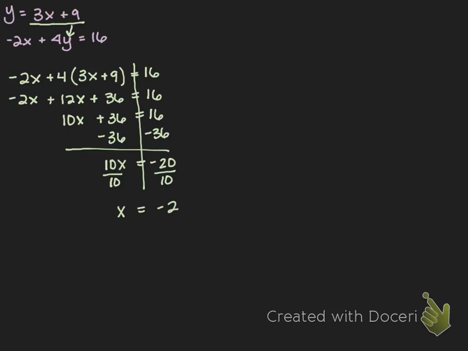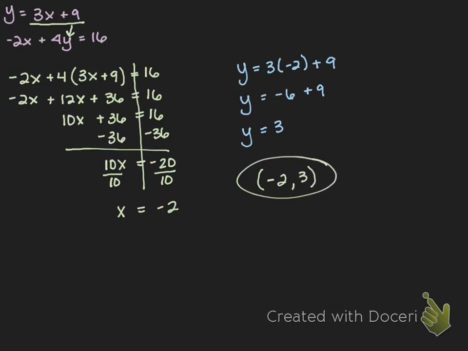Now that we know our x value, we can go ahead and substitute negative 2 in for x in either one of our original equations. I'm going to use the first equation to do this. So we have y equals 3 times negative 2 plus 9, which gives us y equals negative 6 plus 9, and finally y equals 3. So our final answer for this can be written as the coordinate point (negative 2, 3). And once again, we can always plug in negative 2 into our second equation just to double check that we do end up with a y value of 3.